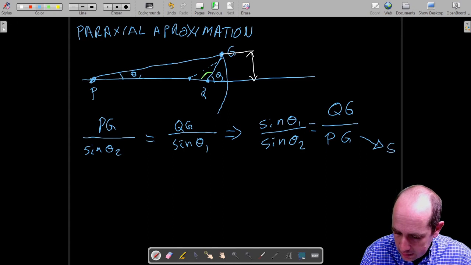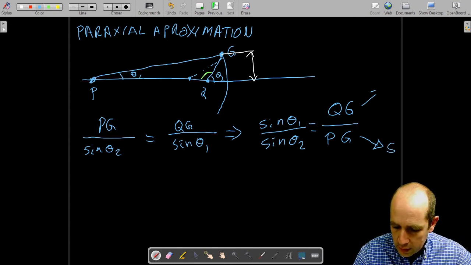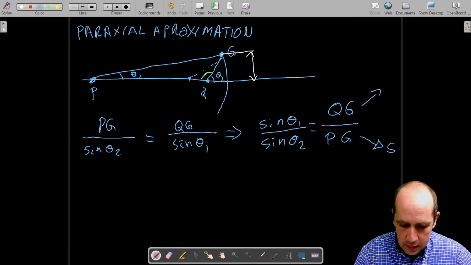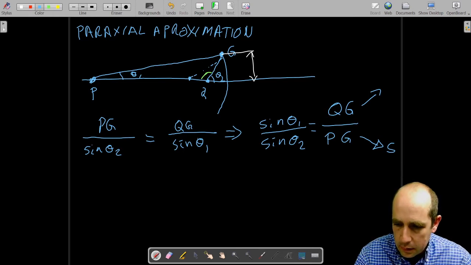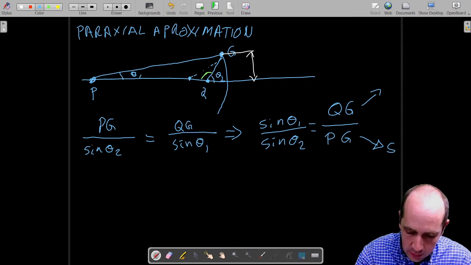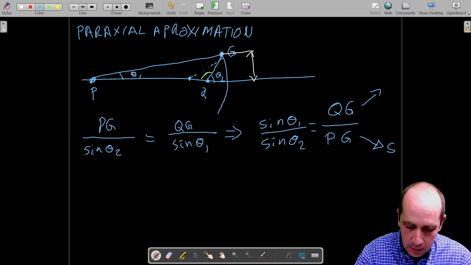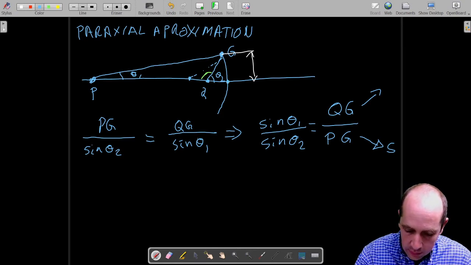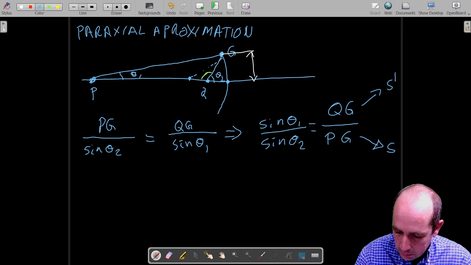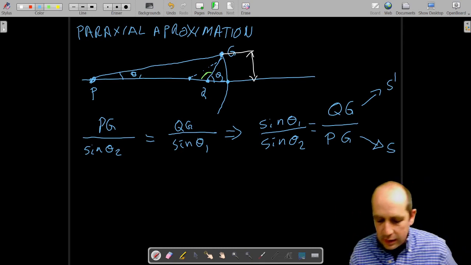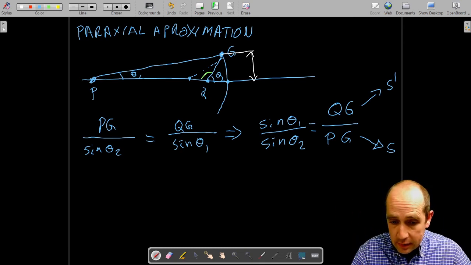So that's S. And this one over here, QG, is not the radius, just the distance between Q and G, right? That's going to be basically the distance between O and Q, and that's what we call S prime. Okay, great. This is again within the paraxial approximation.